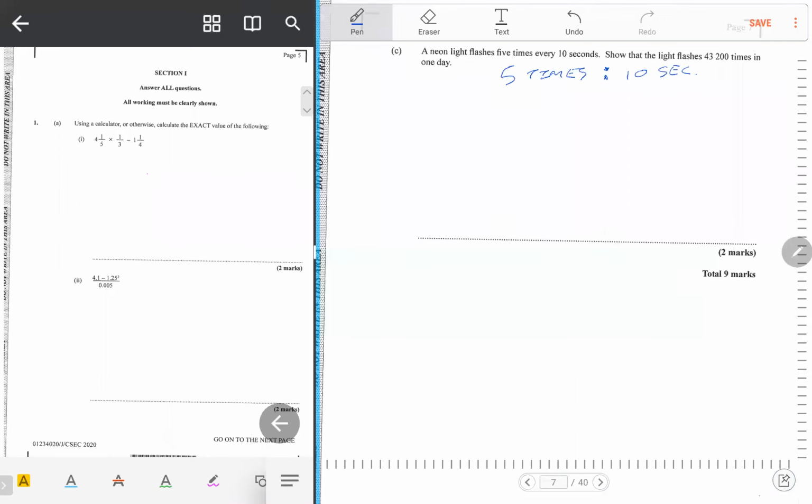We can do any combination, any way we want to adjust this ratio up or down. That's the relationship. Now what we need to do with this ratio is multiply or divide it based on the information we're trying to find. They say, show that the light flashes 43,200 times in 1 day. So we have to convert the time to a day. If we multiply it up until we reach a day, let's go step by step.